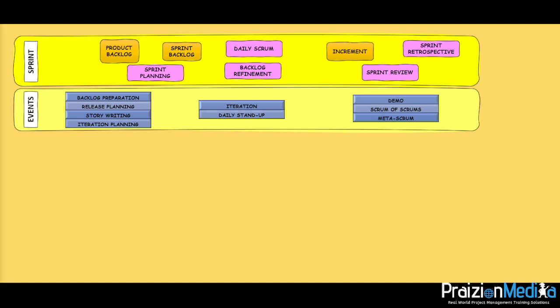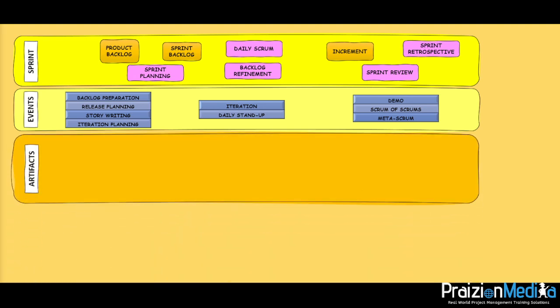Now, moving beyond the events, the next bubble here is artifacts. It's important that you remember there's certain artifacts that are outside of the regular configuration in Scrum, where we have the product backlog, the sprint backlog, and the increment. If you take a look here, you'll notice that the events are pink. You'll notice that the backlog items that are artifacts, product backlog and sprint backlog, are orange, and the increment is also orange. So keep that in mind.